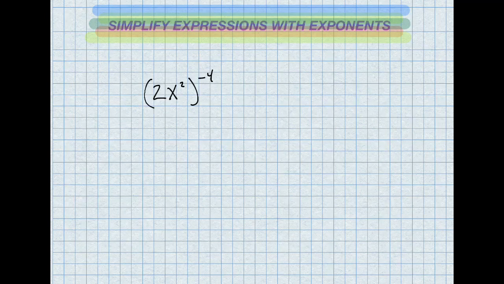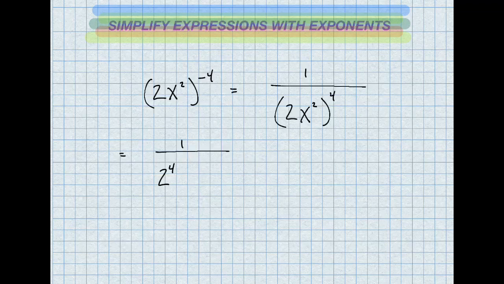Okay, 2x squared, all that raised to the negative 4th power. So what we're going to do is say that that equals 1 divided by 2x squared to the 4th. Okay, just using our reciprocal rule, bringing that negative exponent down. And then we're going to say that this equals 1 over 2 to the 4th times x to the 2 times 4.